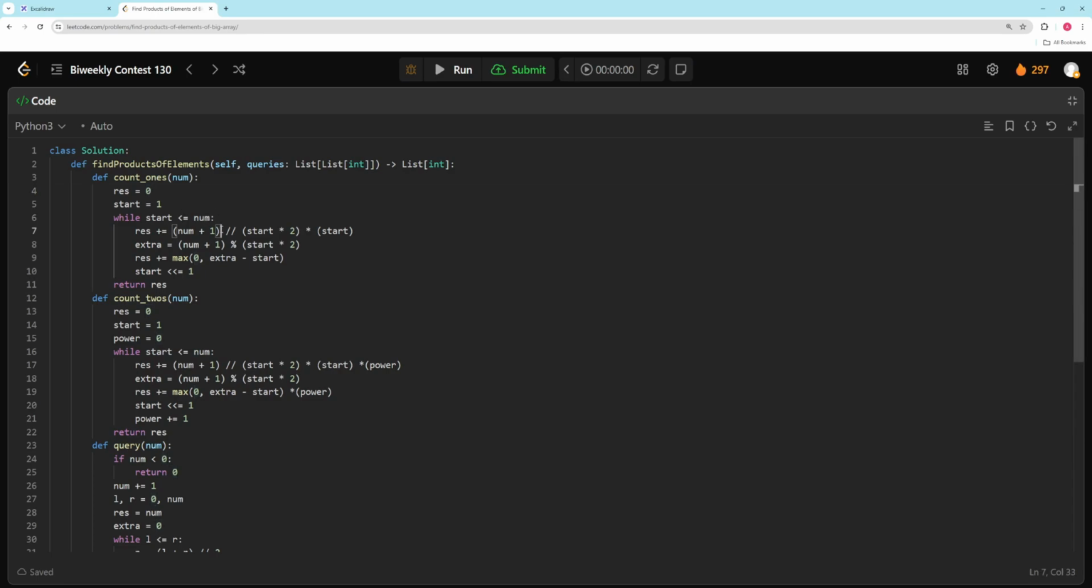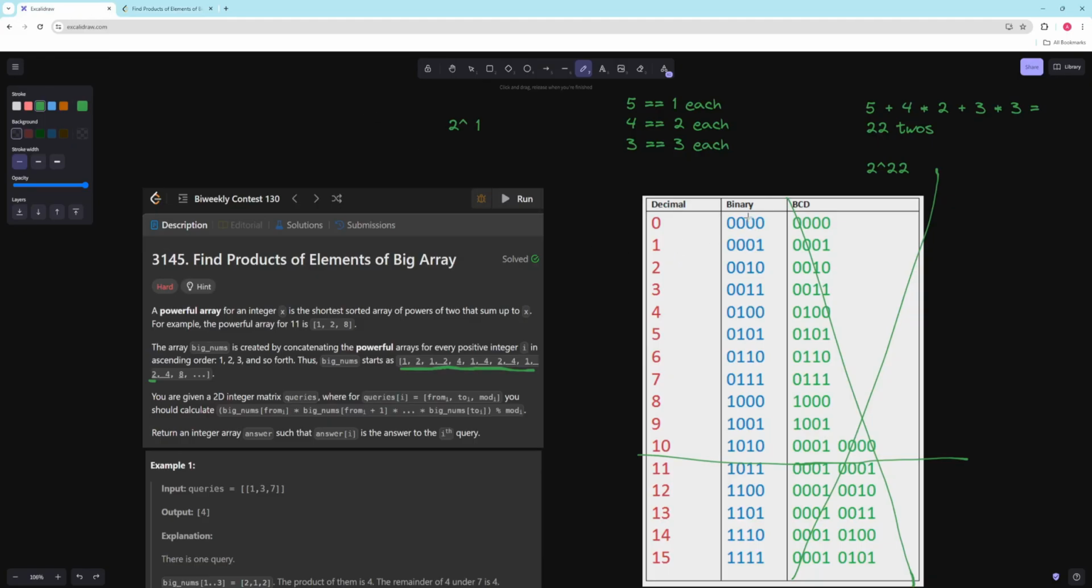So essentially the total numbers is num plus 1, and then the length of a group is start times 2. So for example, if start is 1, that means the length of a group is 2. So how many total groups do I have? And then the number of 1s in my group is just the bit that I'm on. So if I'm on 1, that means I'll have 1 one in 2 groups. If I'm on 2, I'll have 2 1s in a group, right? So if I'm on this first bit, I'll have 1 in each group. Here I'll have 2 in each group. Here I'll have 4 in each group, and so on and so on.